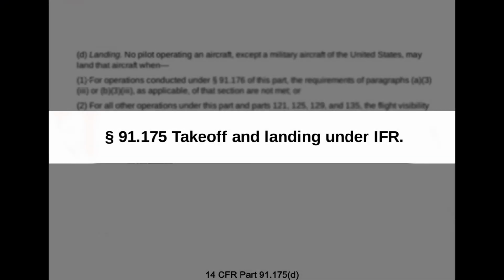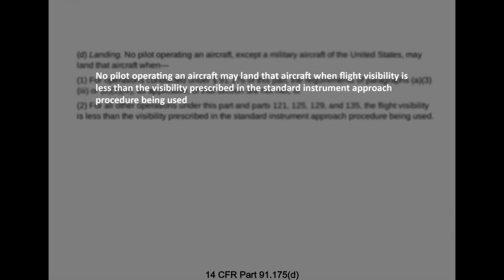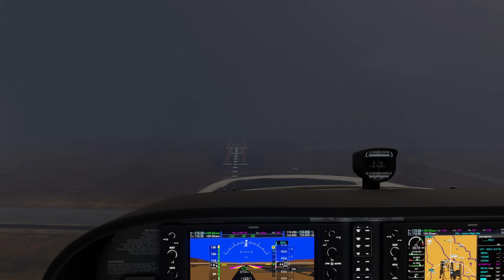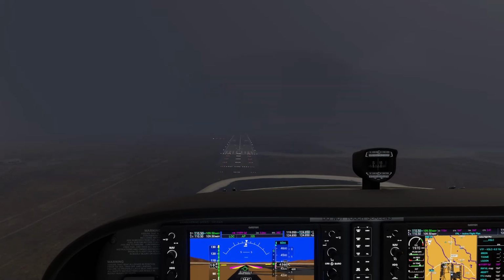In addition to the requirements of 14 CFR 91.175(c), we also have to abide by the requirements of 91.175(d) when operating an aircraft below the DA or MDA. This regulation states that no pilot operating an aircraft may land that aircraft when the flight visibility is less than the visibility prescribed in the standard instrument approach procedure being used. Therefore, we must have the required flight visibility from descent below DA or MDA all the way down to landing on the intended runway.